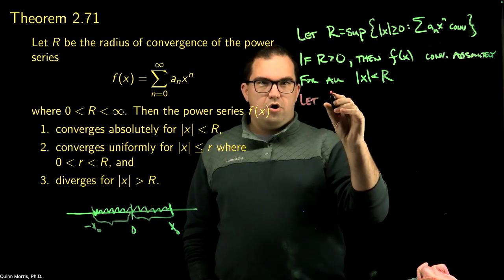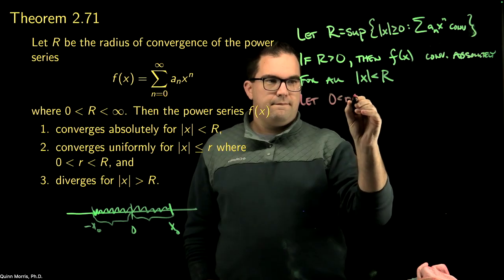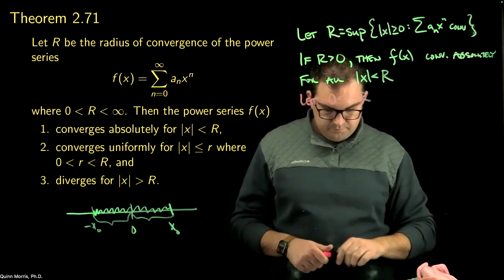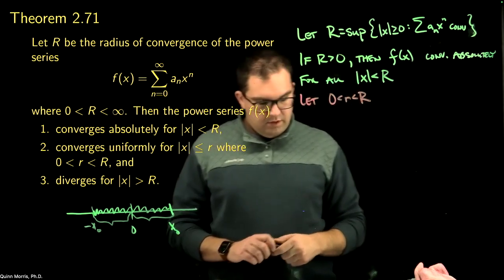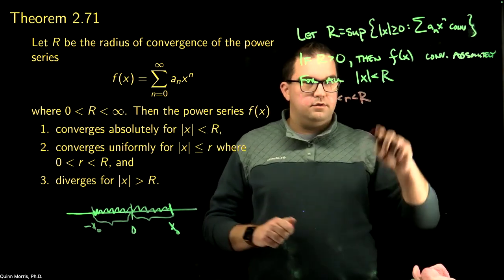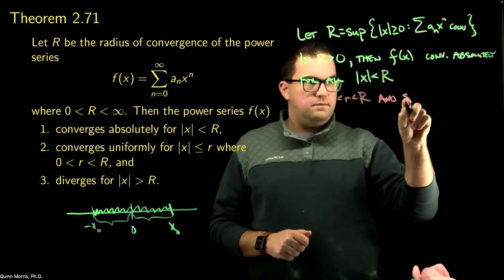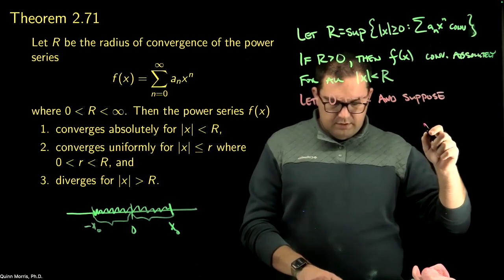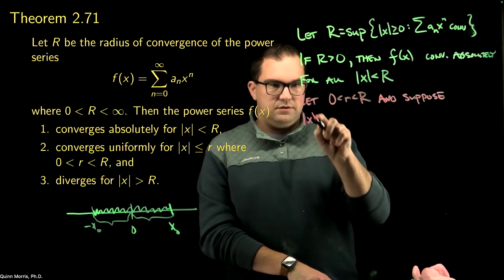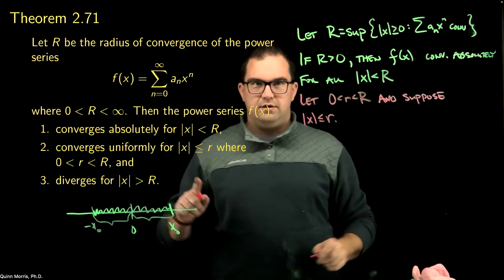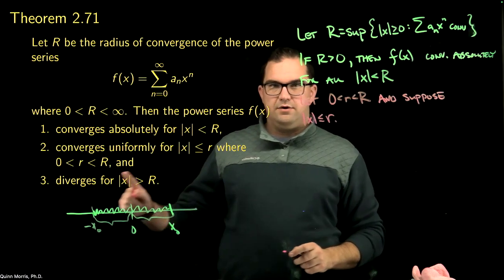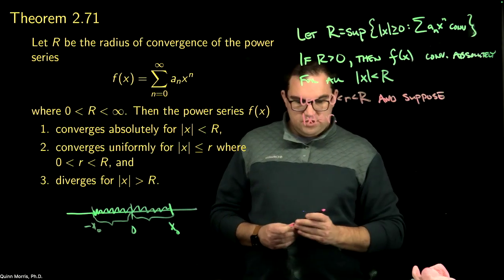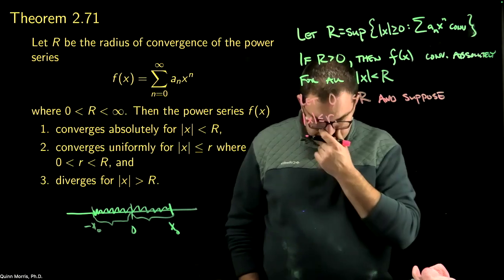So let's take our little r between 0 and capital R. Suppose the absolute value of x is less than or equal to r. Okay, so we're getting in the setup here. We want to show that in this case, our series of functions converges uniformly.